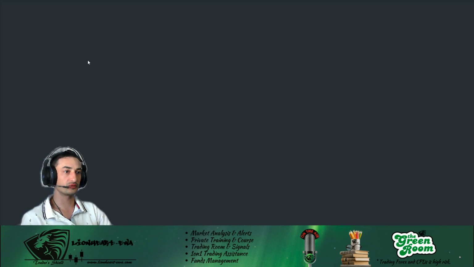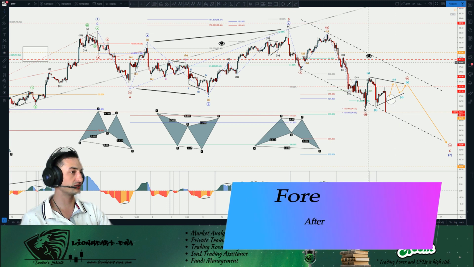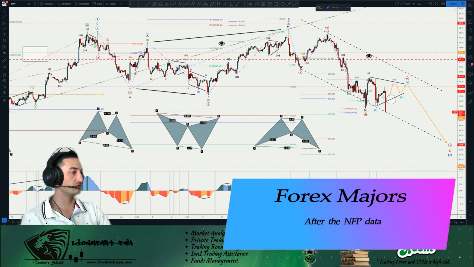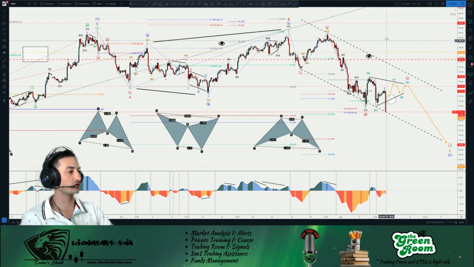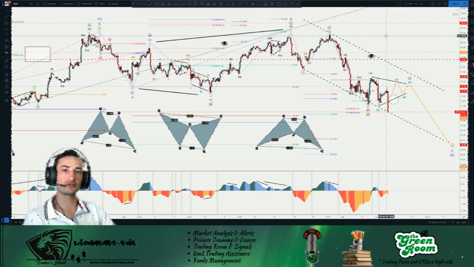So let's start with the dollar index here. As you can actually see, we're witnessing a big red candle to the downside, and I do believe that this could be extensive. Okay, so what we will do now is adjust our wave counts.